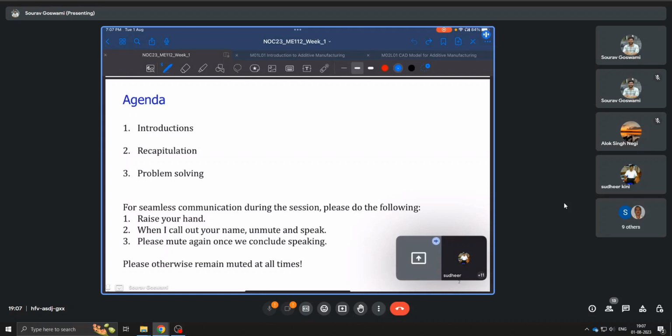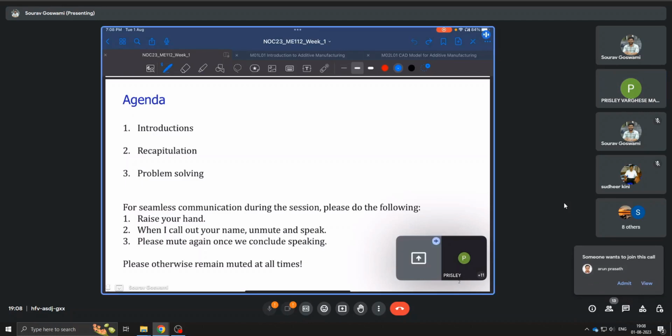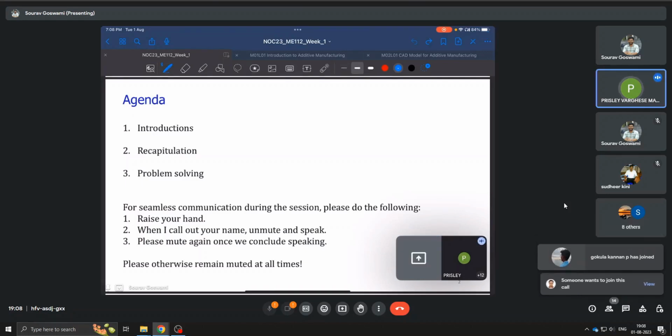Anyone else volunteering to introduce themselves and state their expectations from the course? Yeah, good evening, sir. My name is Presley. I'm actually a first year PhD student at NIT Calicut, and I am presently planning to work in the field of additive manufacturing, especially in wire arc additive manufacturing. So, to gain some fundamental knowledge about additive manufacturing, I have joined this course. Thank you, Presley. I hope the course does you well and it is able to help with your research. Okay, yes, sir. It's going on well. Yeah, thank you.